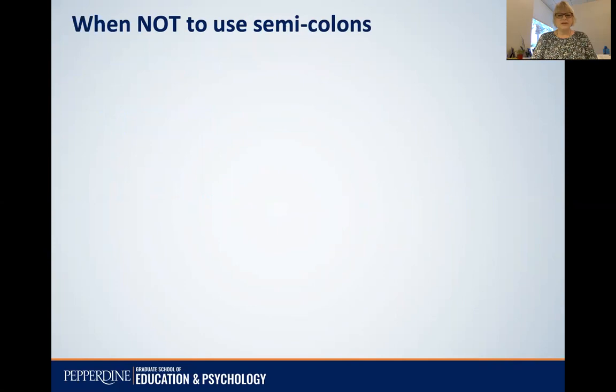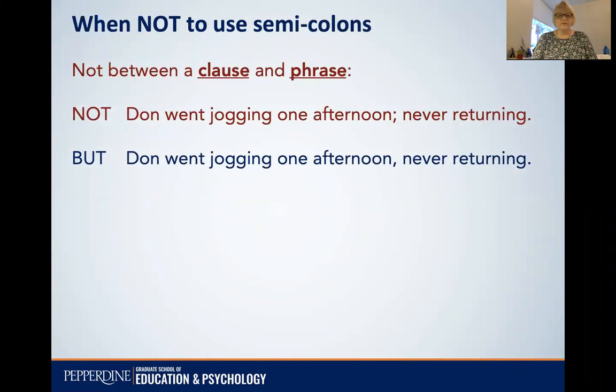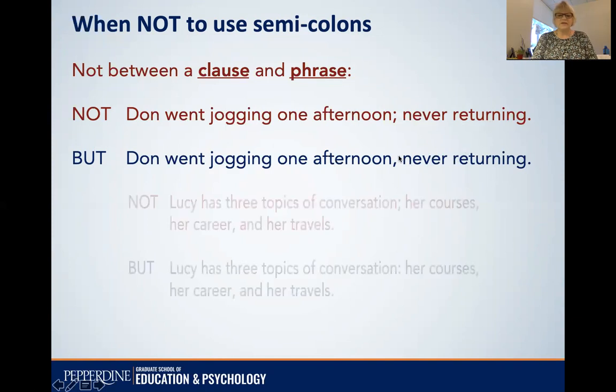But there are times you can't use them, and here are a couple of examples. First, you can't use them between a clause and a phrase. Since I said they have to be equal and complete sentences. And here we have an example where Dawn went jogging one afternoon. That's fine, that's a complete sentence. We have a subject and a verb and an object. But then never returning is not a complete sentence. So instead we should put a comma there.